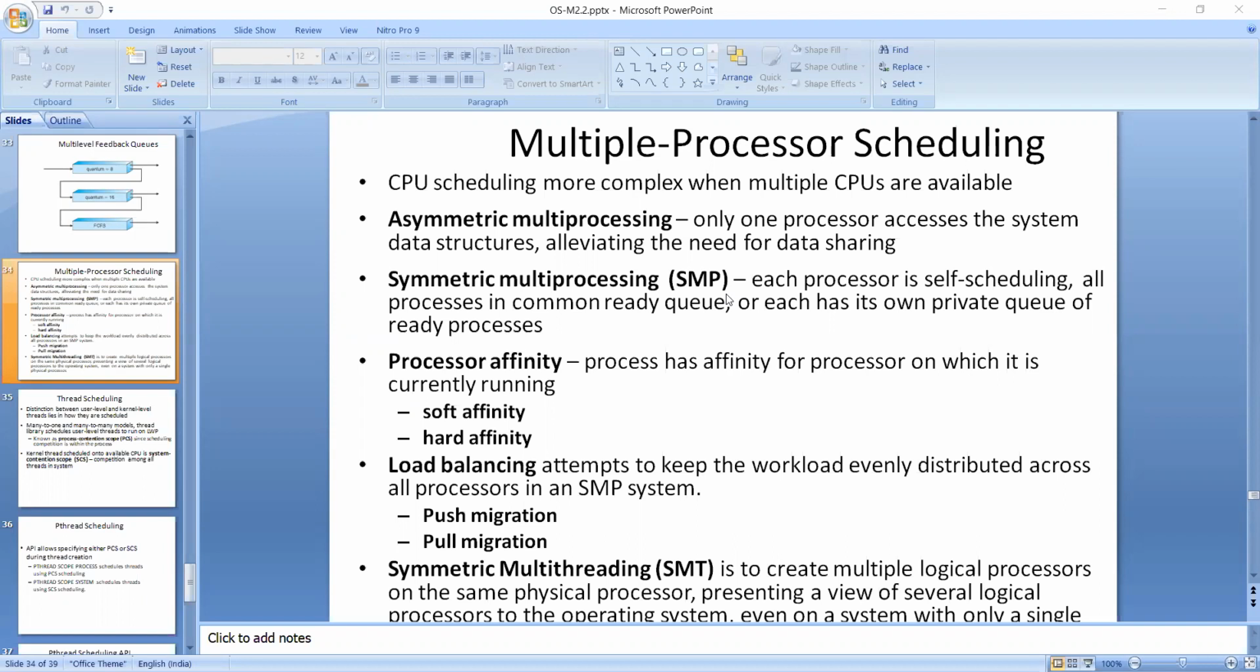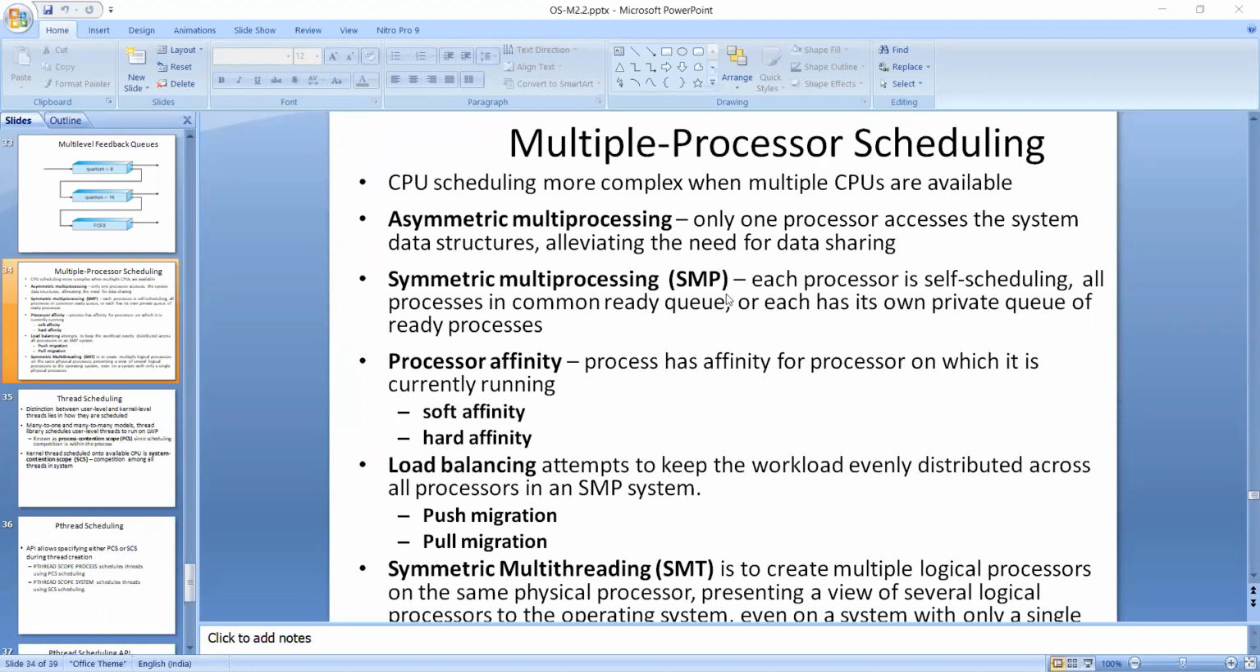Process affinity means the process has affinity for the processor on which it is currently running. We have two forms of affinities: one is soft affinity, the other is hard affinity. Next issue with symmetric multiprocessing is load balancing. Load balancing attempts to keep the workload evenly distributed across all the processors in a symmetric multiprocessing system.